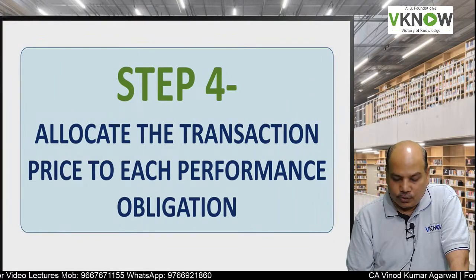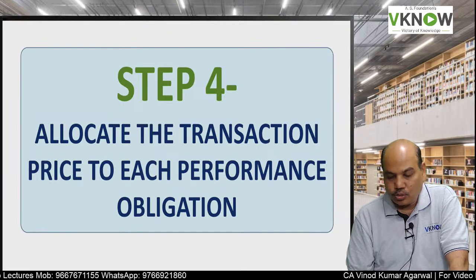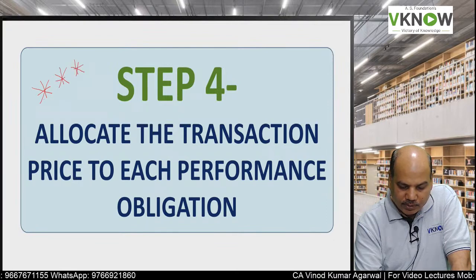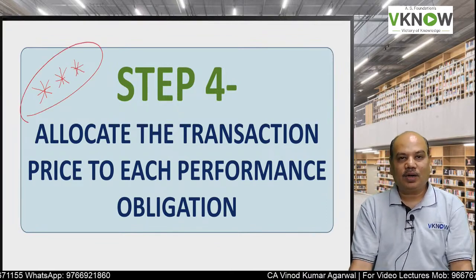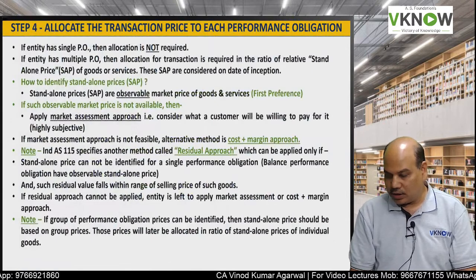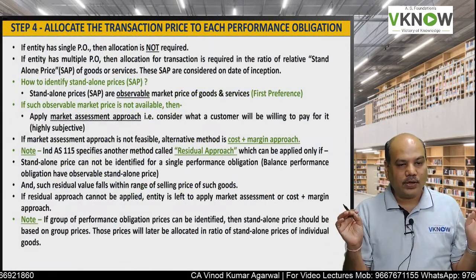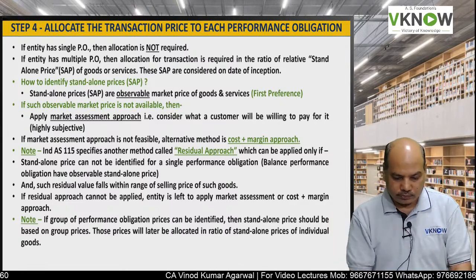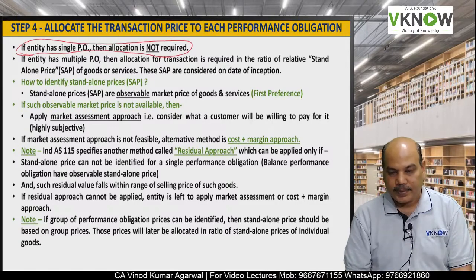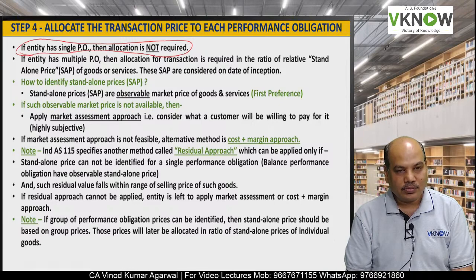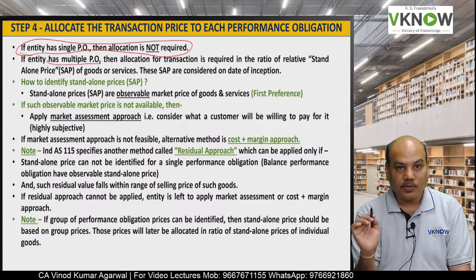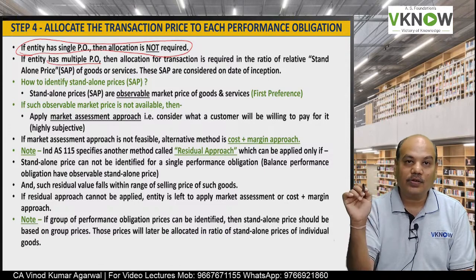Now we'll come to step number 4. Allocate the transaction price to each performance obligation. This is also important for exam purposes. Questions up to 16 marks have been asked on this area, allocation of transaction price. The issue will arise only if there are more than one performance obligation. If the entity has a single performance obligation, if there is only one obligation, then the question of allocation does not arise. However, if there are multiple performance obligations, then allocation is required.